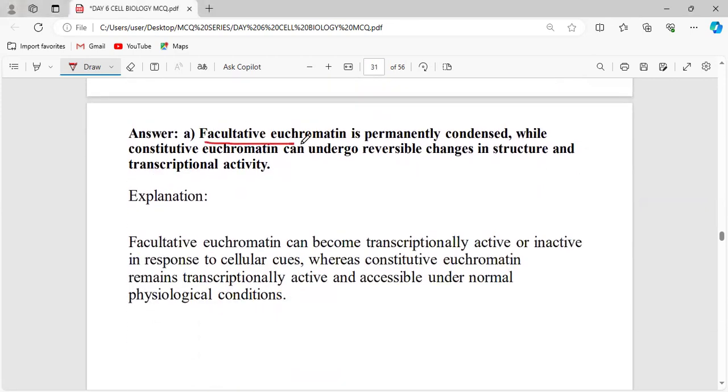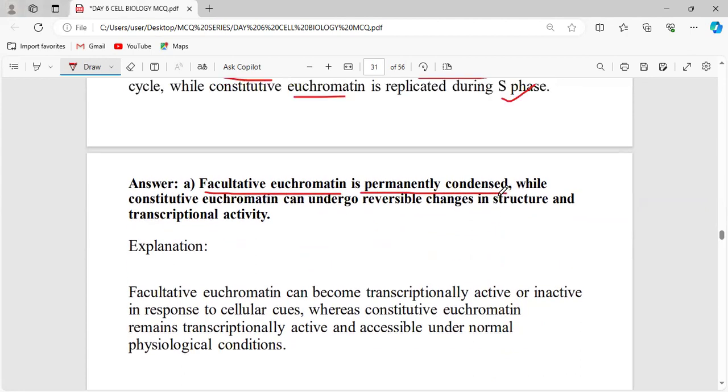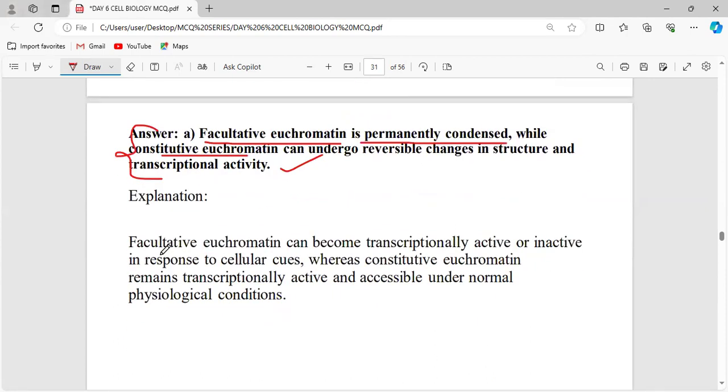Okay, see, the facultative euchromatin is permanently condensed, while the constitutive euchromatin can undergo reversible changes in its structure and transcriptional activity. This is the difference between facultative and constitutive euchromatin. So the facultative euchromatin will be transcriptionally active or inactive based on need, whereas the constitutive euchromatin will be continuously active. Okay.